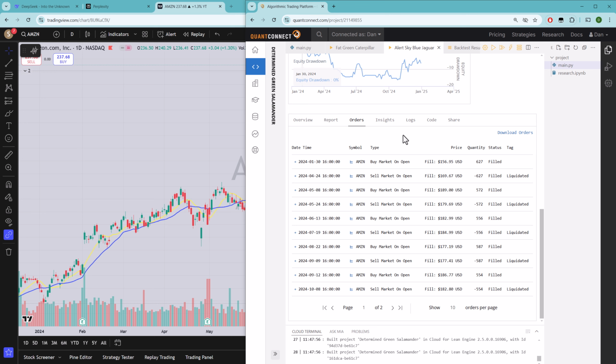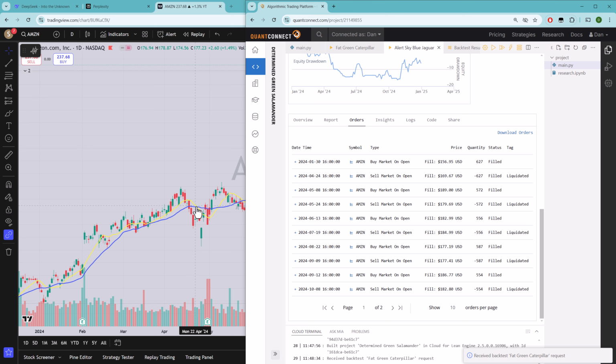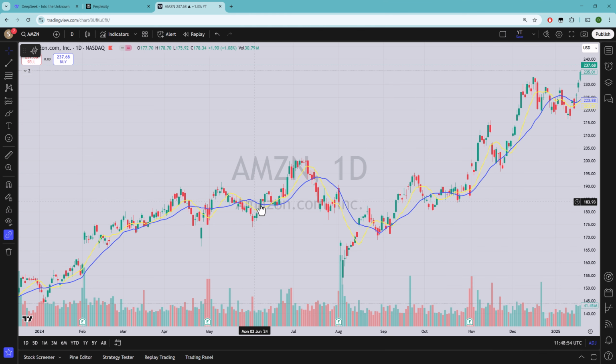Meanwhile, we can keep having a look at what we get here. So it's getting out on the 24th of April, which looks okay. Notice we have the cross under, so the quickly moving 10-day moving average goes under. And then it comes back again on the 8th of May. Then it gets liquidated, and then it continues. So looks legit.